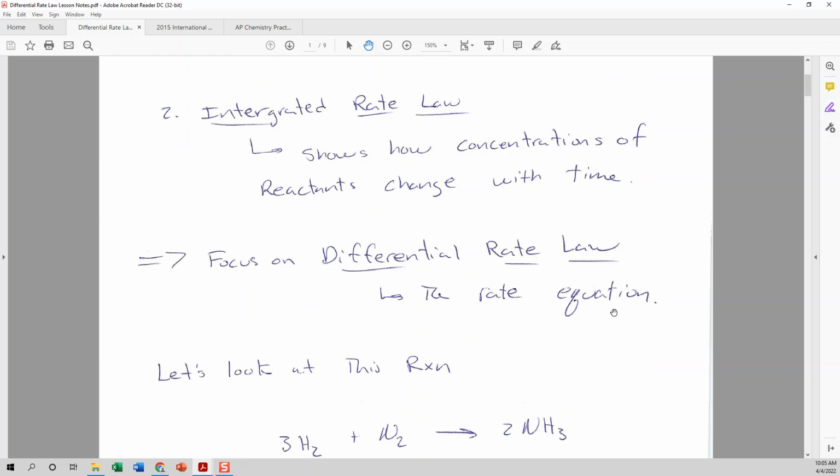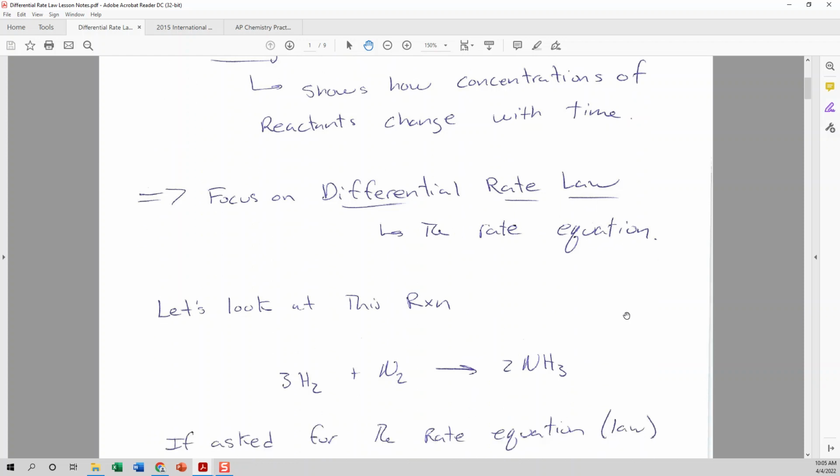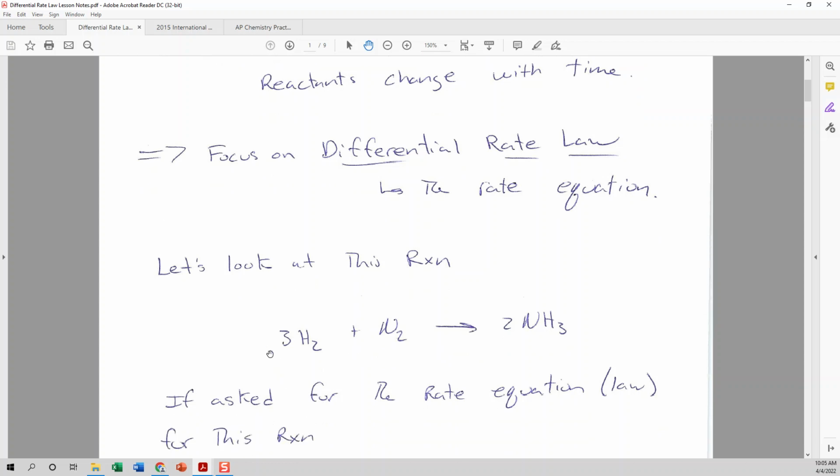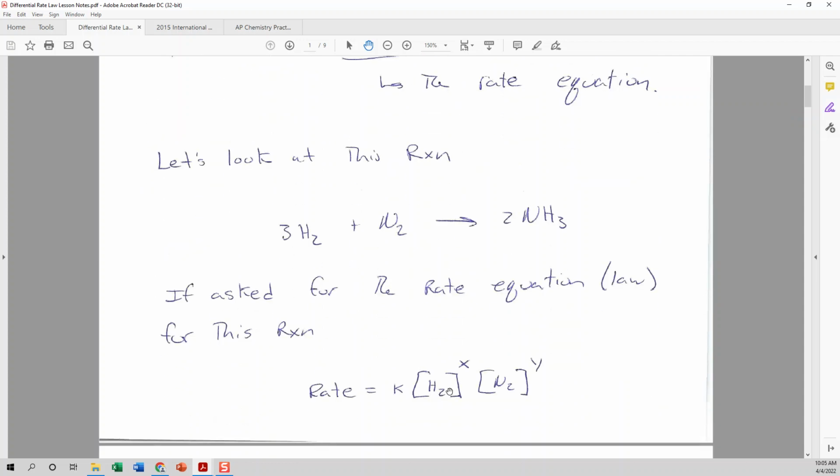So again, we're going to focus on the differential rate law. Sometimes it's just called the rate equation, okay? So every reaction can have a rate equation, and it depends on the mechanism of the reaction, which we're going to talk about later. But every reaction has a rate equation, okay? So if I was asked, we've used this reaction a lot. If I give you a chemical reaction, I ask you for the rate law for this reaction, I'm looking for something that looks like this.